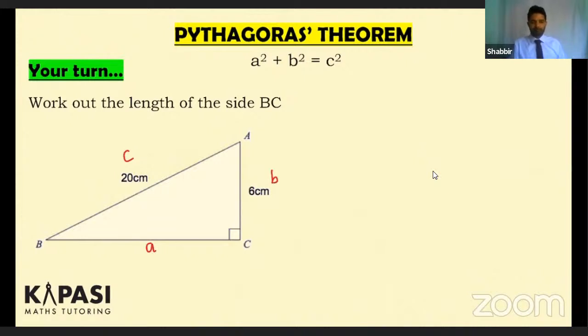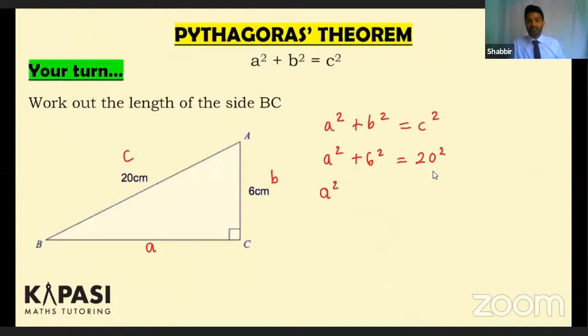Okay. A squared plus B squared equals C squared. Always write that down first. Put in the numbers. This time we don't know what A is. So I'm just going to write A squared plus B is 6, so 6 squared, and C is 20, so 20 squared. Work out what 20 squared and 6 squared is.